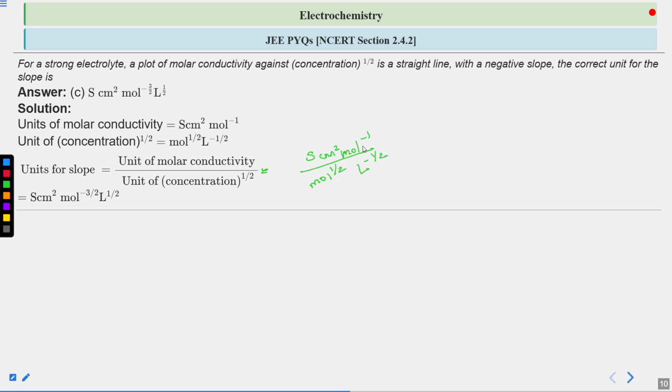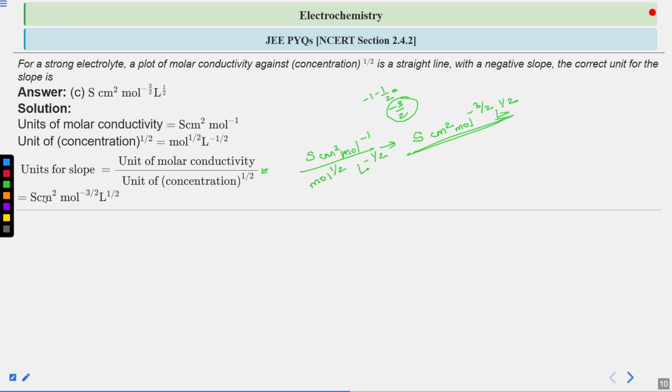Now if you solve it, the numerator will be the same. The denominator terms will go in the numerator, and only the mole power and the liter power will change. So it will become Siemens centimeter square mole. Now here minus 1 is already present. The 1 by 2 in the denominator goes in the numerator and becomes minus 1 by 2. So minus 1 minus 1 by 2, basically we take the LCM, so 2 will go in the numerator. Now minus 2 minus 1 will become minus 3 by 2. So mole to the power minus 3 by 2, and liter will go in the numerator, so liter will have a positive power.